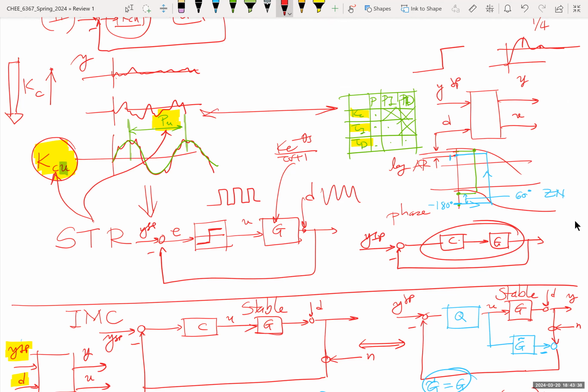You cannot try this on a distillation column, because bringing this distillation column to continuous oscillation will probably take days. Columns are very slow, so to bring it to an oscillation is good luck. But you can do it quickly on a pump or an exchanger, something quick that has a short time constant.